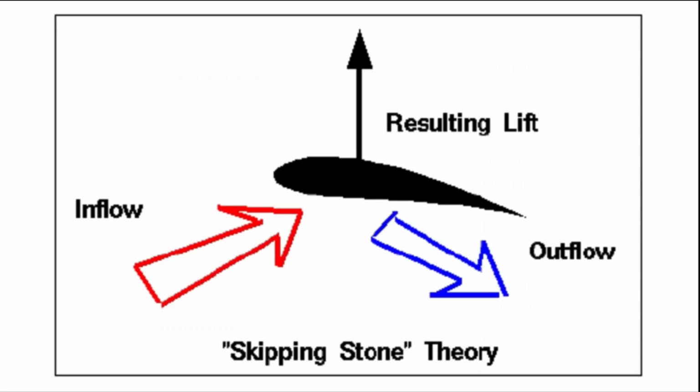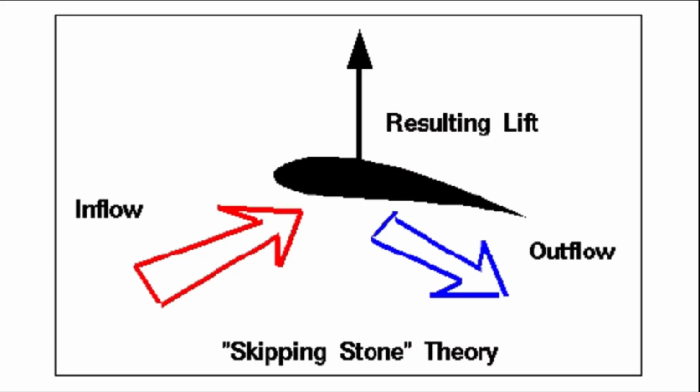Number 2, the skipping stone theory. Lift is the result of a simple action-reaction as air molecules strike the bottom of the airfoil. Like putting your hand out of the car window while it's moving, the impact of the air striking the lower surface of the wing pushes the wing forward, creating lift.